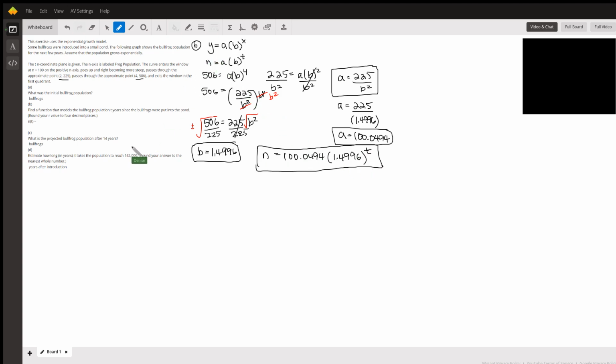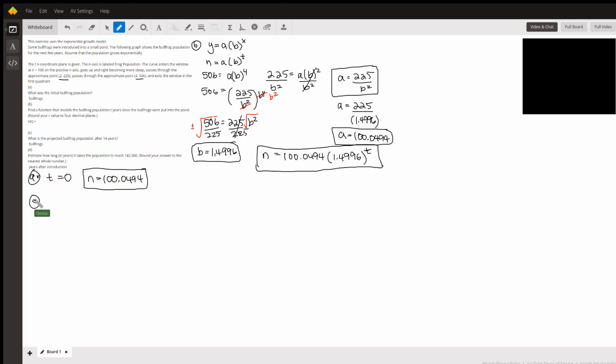Okay. That is part B. Now for part A, if we go back and look at that, t equals 0. So anything raised to the 0 power is 1. So that would just give me 100.0494 times 1. So same solution there.